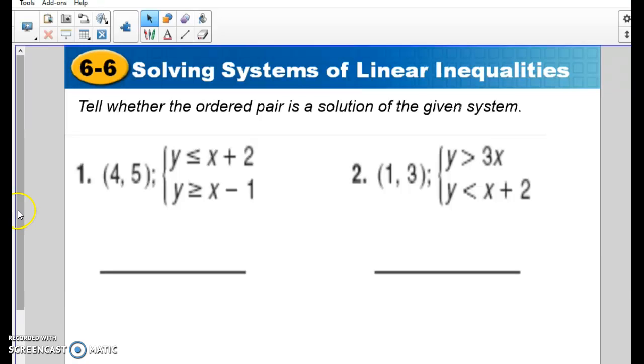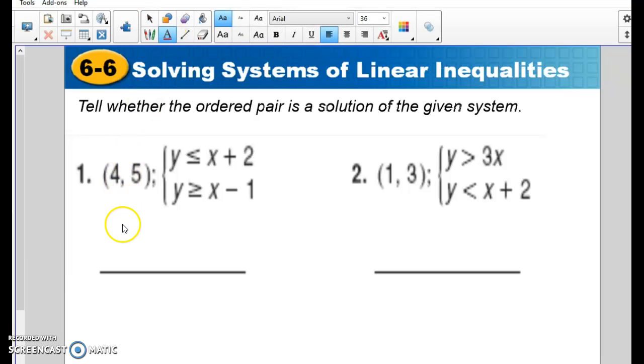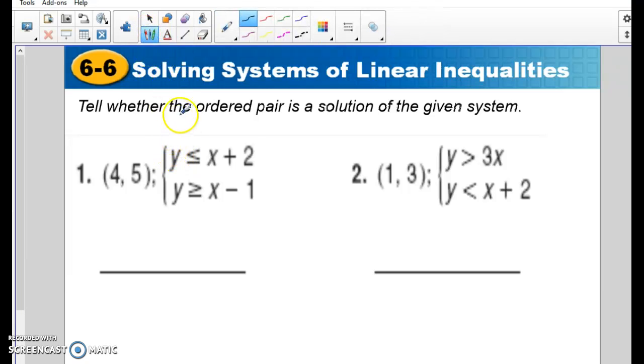Let's say tell whether yes or no, say whether it is a solution. So if I have 4 and 5, is that a solution for this problem? Well, 5 is less than or equal to 4 plus 2, and 4 plus 2 is 6. So yes, 5 is less than or equal to 6. And the same thing here: 5 is greater than or equal to x minus 1, and again x is 4. So yes, that is true. 4 minus 1 is 3, and 5 is greater than 3.